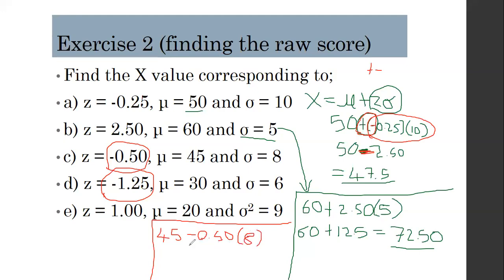What is important, everyone? You start with the multiplication, not 45 minus 0.50 and then multiply. Don't do that if you know the order of operations. So what is 0.50 times 8? It's 4. Okay, minus 4. So the answer is 41, is it? Yes. Thank you.